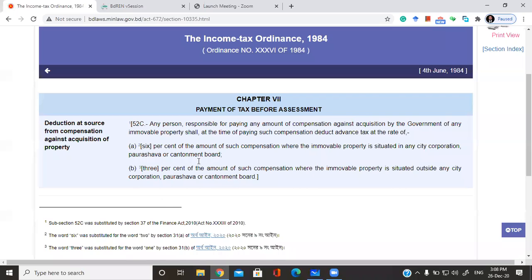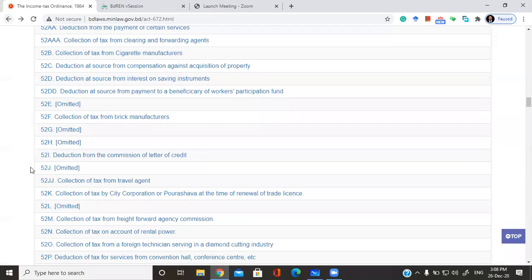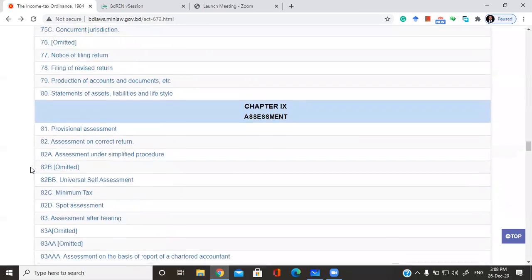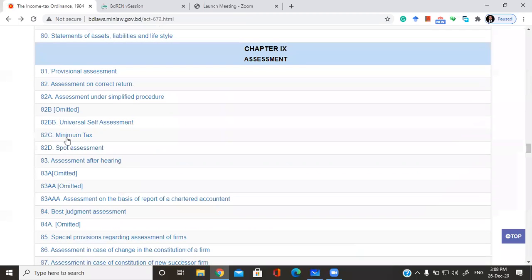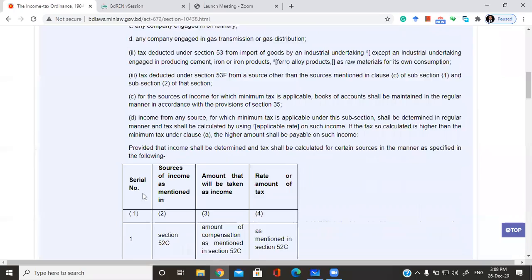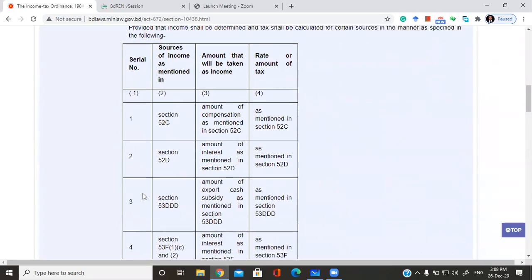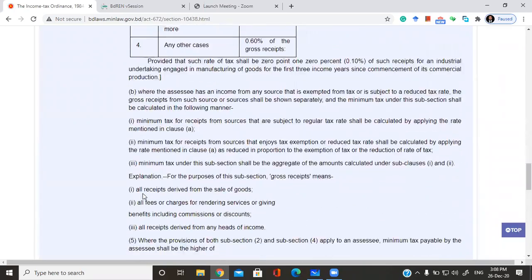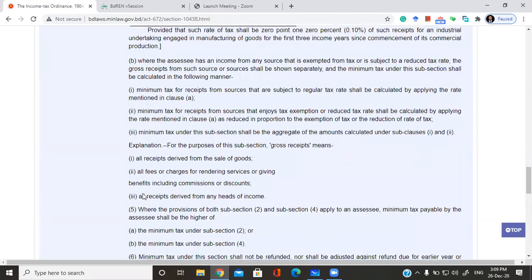So this is the way TDS is charged, but it has been mentioned in section 82C that there is some income on which minimum tax will be applicable. You see 82C, minimum tax. Yes, sir. Okay, I have opened a list. It has been mentioned in detail which incomes are subject to the minimum tax.